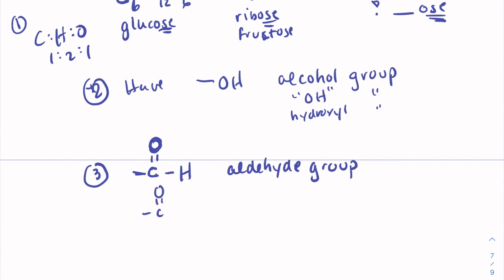If it's just this by itself, if we're only talking about this part, this is called a ketone group. And you'll see later on something that looks like this. This is a carboxyl or a carboxy group. We'll see that later too.